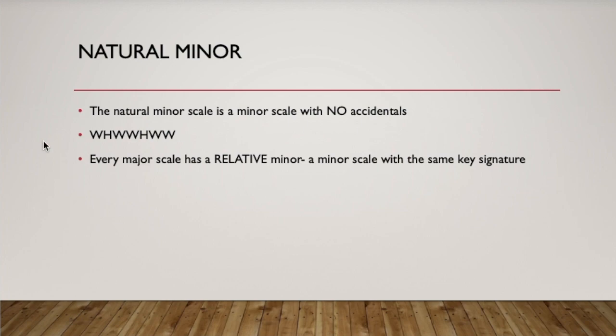So you already know 12 different key signatures, and each of these key signatures had a major scale, and each key signature also has a corresponding minor scale. So a major scale and a minor scale with the same key signature are going to be called relative.